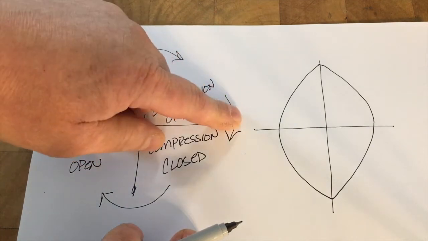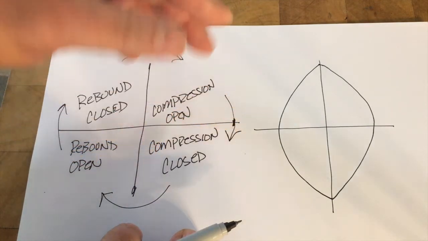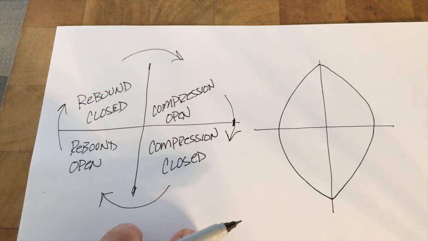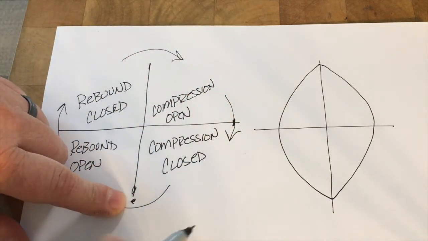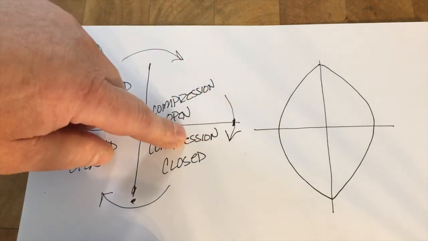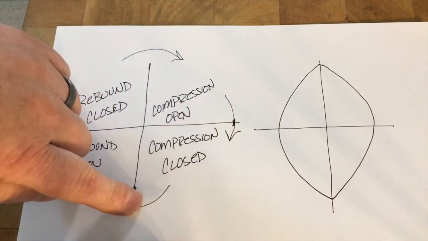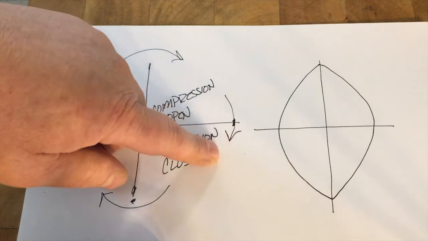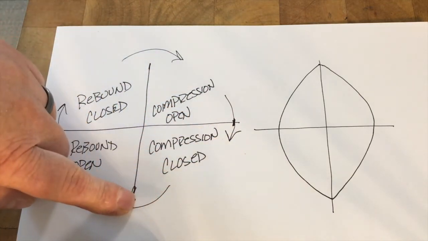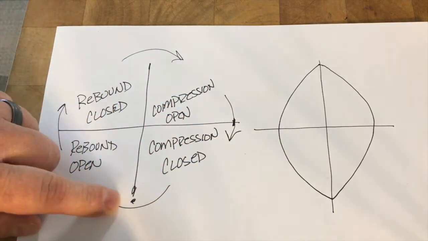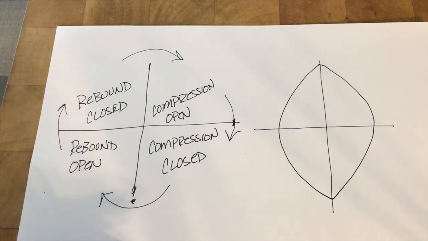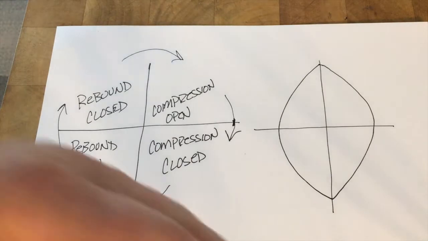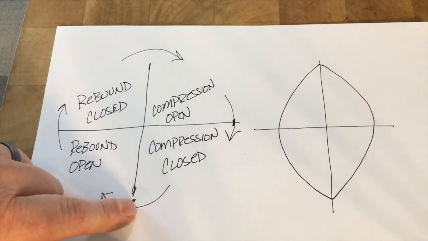After it hits compression open, the piston will start to slow down to get to the 0 point down here. So this will be the compression closed area, and it'll be decelerating until it hits 0. Then it's going to start going in the other direction and go for a rebound. The shock shaft is going to start coming out now.